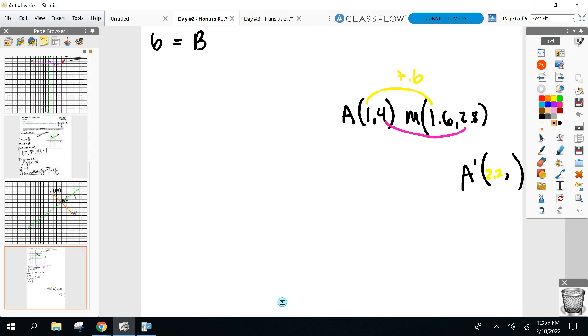4 to 2.8. I'm going down how many? 1.2. Go down 1.2 again. Where do you end up? 1.6. Take a look where that point is on your graph right now. Does it look like we flipped over our line? Should. All right, so there's my final point.